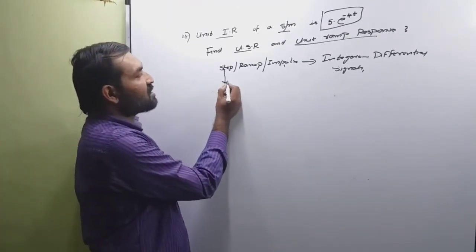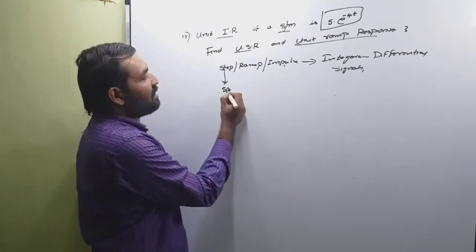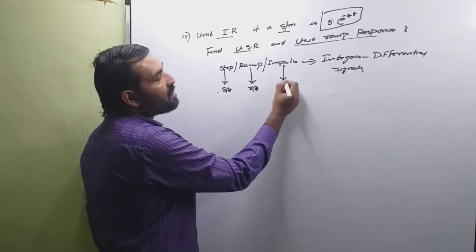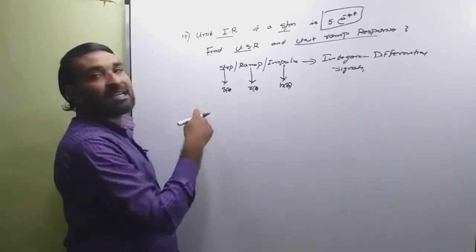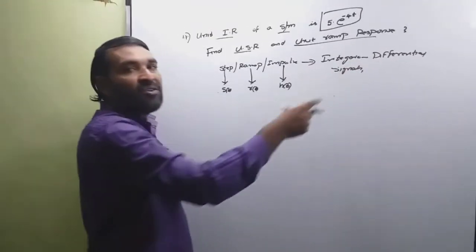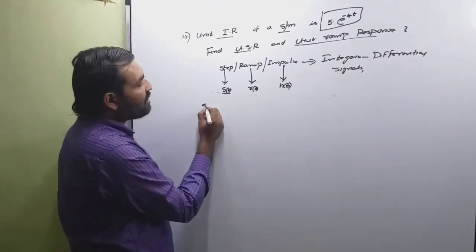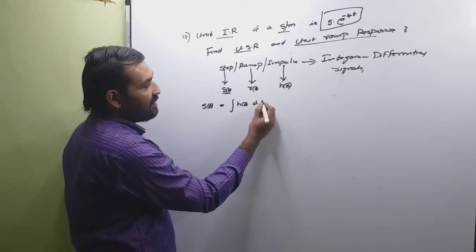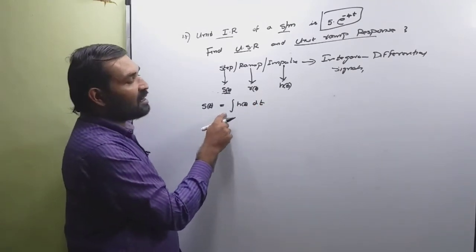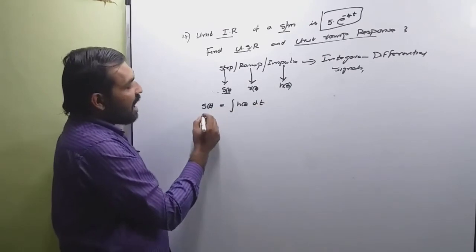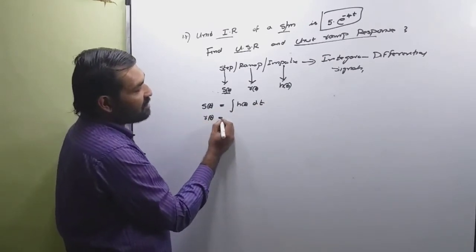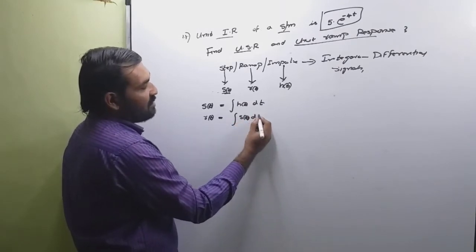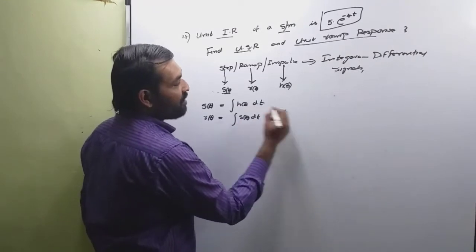The response of the system due to step be s of t, output due to ramp be r of t, and output due to impulse be h of t. Then one response can be obtained either by integration or differentiation. S of t is equal to integral h of t dt. That is, step response is equal to integral of impulse response, and ramp response is equal to integral of step response, that is equal to double integral of impulse response.